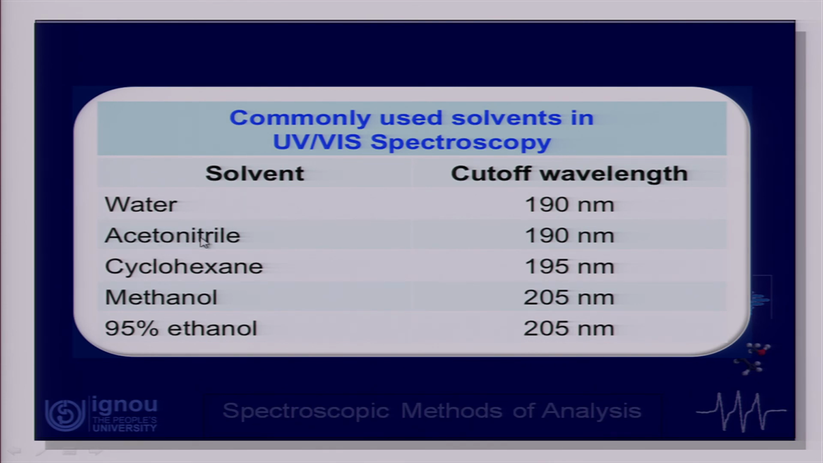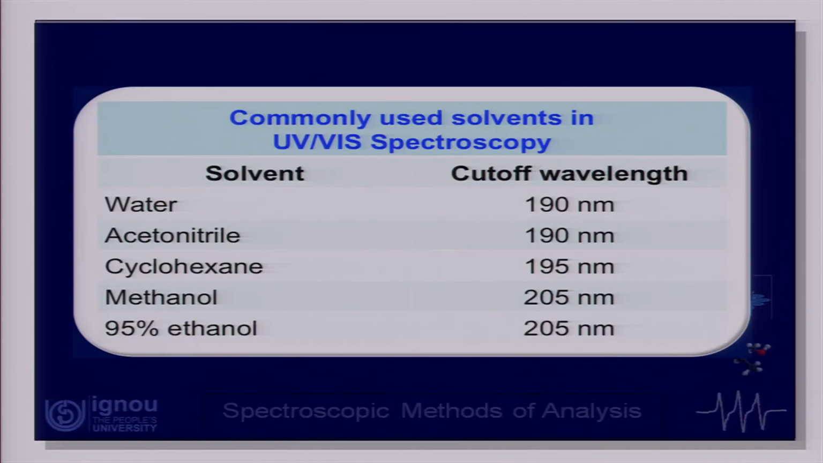Similarly, the same is true of acetonitrile, and cyclohexane has 195 as its cutoff, while 205 is the cutoff for methanol or ethanol. So, we have to choose an appropriate solvent. Suppose I want to make a measurement at 190 nanometers, I cannot use alcohol, I can't use methanol. So, we have to make a suitable choice.